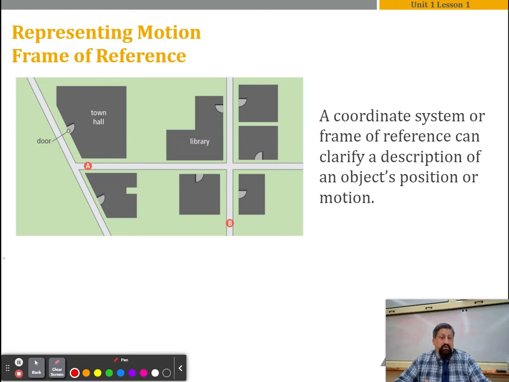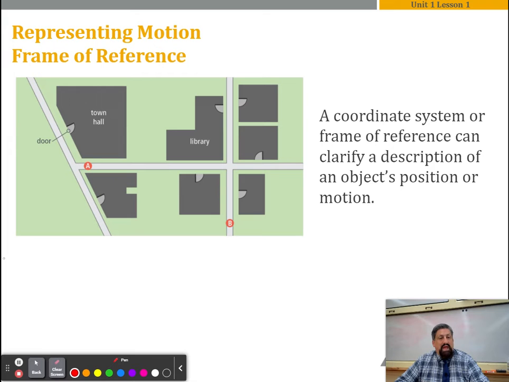We started talking about frame of reference. A frame of reference is some kind of system through which you can clearly describe the position or the motion of an object. So on a map, usually we say north is up, south is down, west is left, and east is to the right.